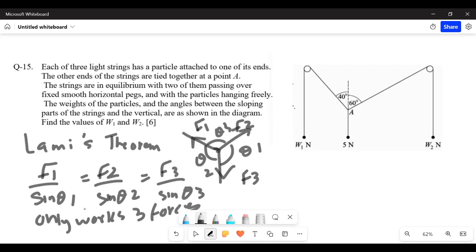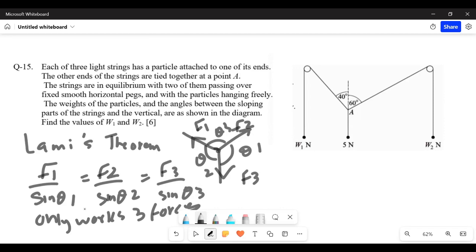अगर ये four forces हों originating from a point तो फिर Lemmy's theorem does not work. लेमी थ्योरम से हमारी वर्किंग काफी इजी हो जाती है. हमें बाकी फोर्सेस को रिजॉल्व वगैरह नहीं करना पड़ता, हॉरिजॉन्टल और वर्टिकल कंपोनेंट. चलो, now we will be applying this in this question because I need you to get used to this Lemmy's theorem as well. Okay, each of the three light strings has a particle attached to one of its end.